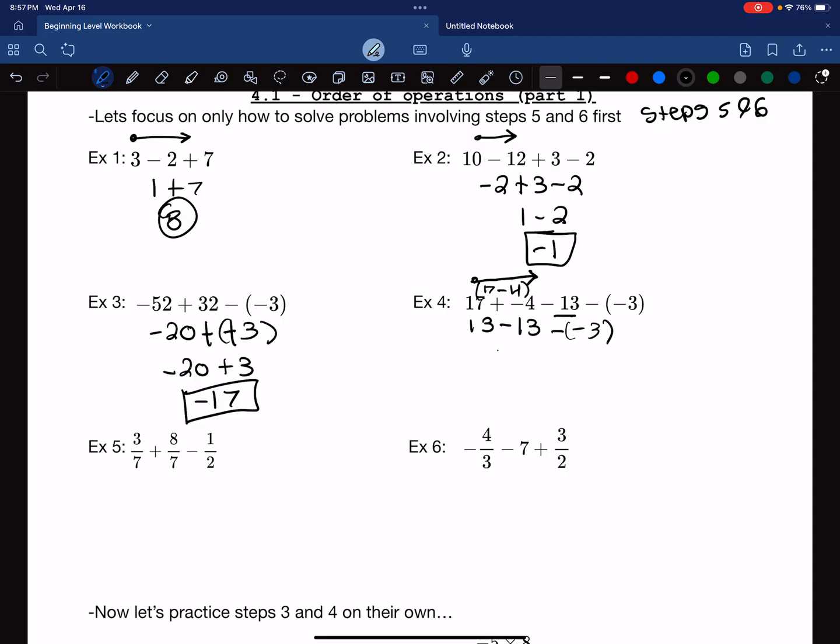Then we're going to subtract 13 from here, and then we're going to subtract negative 3. 13 minus 13 is 0, and we're going to do minus negative 3. And then because we're subtracting a negative, we're going to say chop, chop, and it's going to change to addition. So 0 plus 3 equals 3.